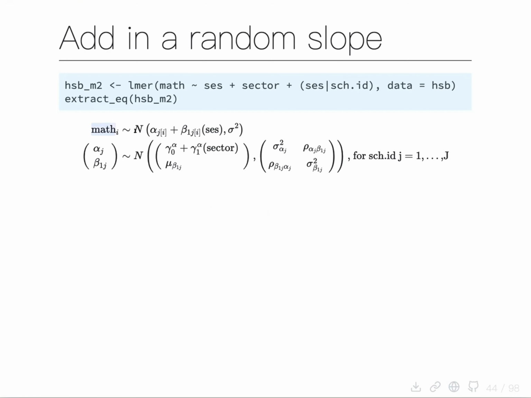Okay, so our math score is assumed generated from a normal distribution that has this mean structure, and we've got alpha J and beta J. So both the intercept and the slope are assumed randomly varying across school IDs. And then we have some residual variance here. Now, down here at the school ID level, we actually have a multivariate, or bivariate, normal distribution. So alpha J and beta J are assumed generated from a joint normal distribution where the intercept mean is shown here, and the slope mean is just whatever the average slope is.